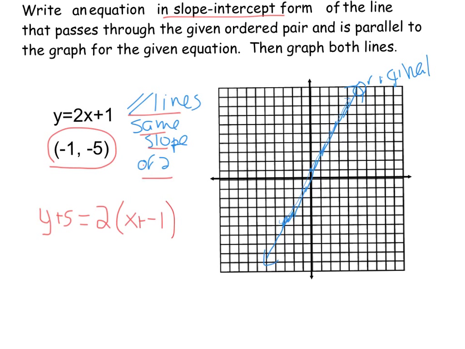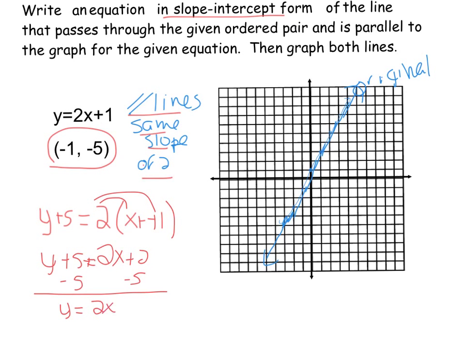So all I'm doing is putting it in point slope form, and then I'm going to convert it, remember, by using that distributive property, and then bringing over what is on the same side as y. So my new equation is y equals 2x minus 3, because 2 minus 5 is a negative 3.